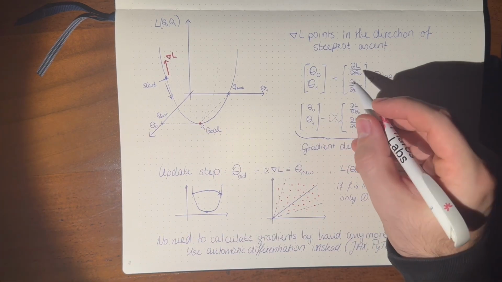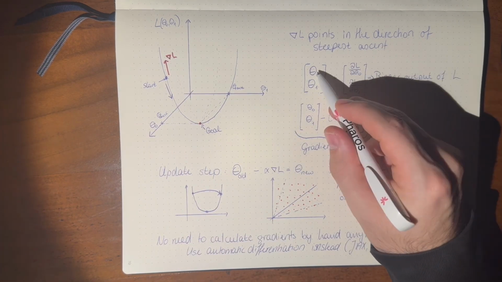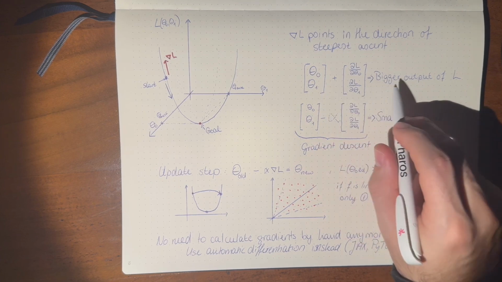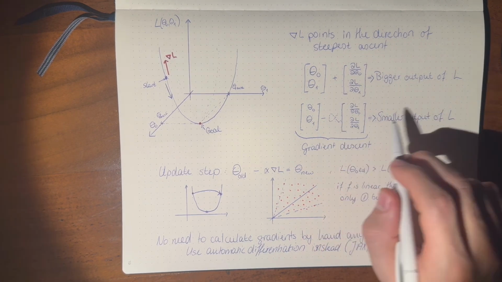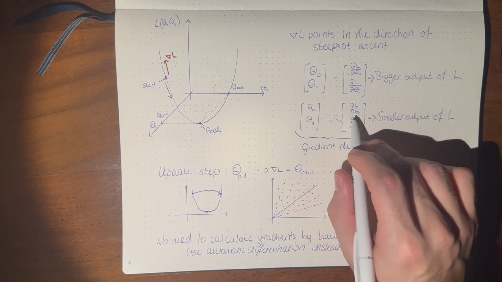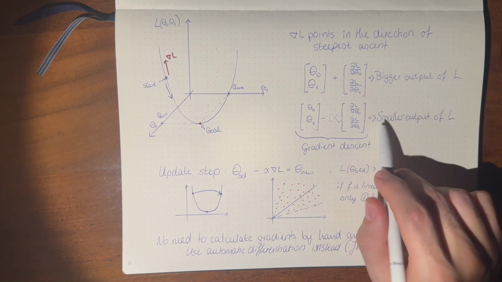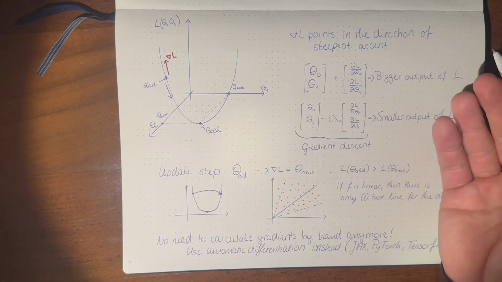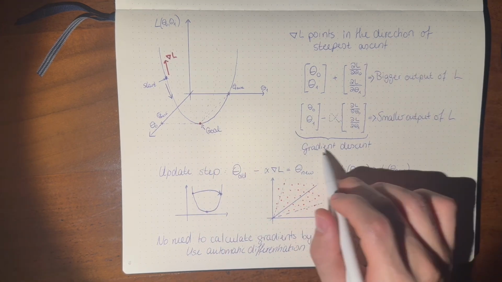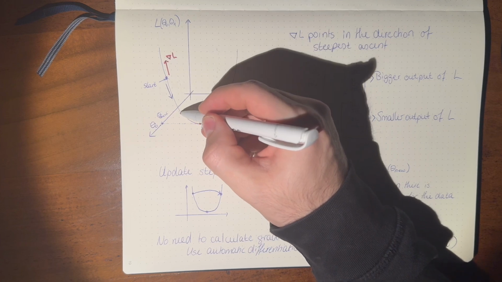So in other words, we don't want to add our gradient to our current set of parameters because that would lead to a bigger output of the loss function. We instead want to subtract the gradient from our current set of parameters because then we move downwards and the output of the loss function becomes smaller. And hence the name gradient descent, because we're descending down here.